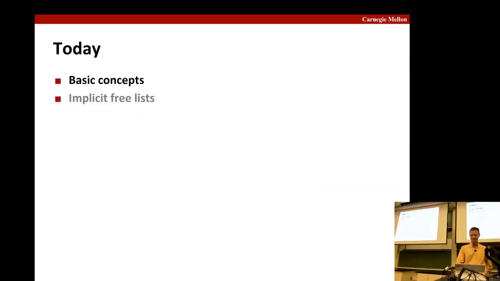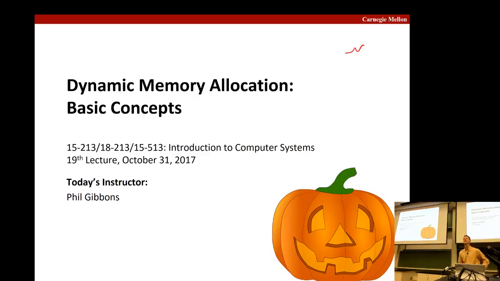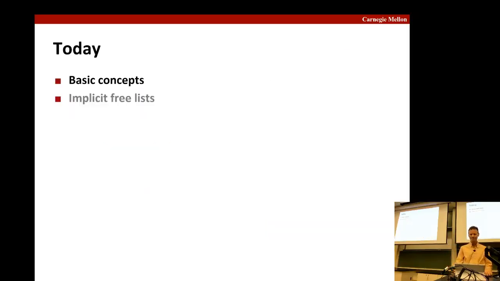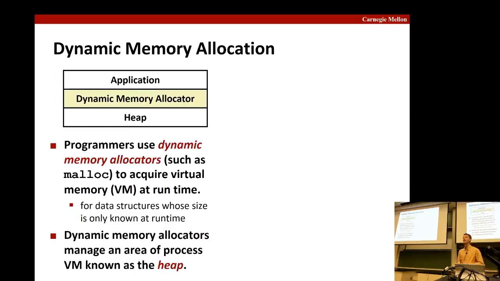Okay, so today we're going to talk about dynamic memory allocation. It's going to be the first of two lectures that I think you'll find very helpful when you start the Malloc lab, which is the next lab coming out. Dynamic memory allocation is the way that, from an application level program, you acquire virtual memory at runtime. This is typically done for data structures for which you don't know the size until runtime. And where is this memory coming from? It's coming from the heap.